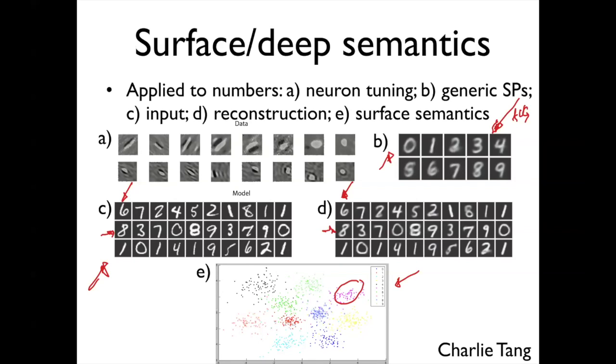I'm not sure exactly what number that is. I think that's a 5, right? All of the 3s seem to cluster together. It looks like 3s are more similar to 5s than they are to other numbers like 0s and so on, right? So you can begin to see some surface semantic relationships being captured in the compressed space, in the semantic pointer space.